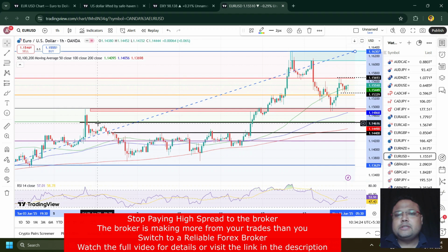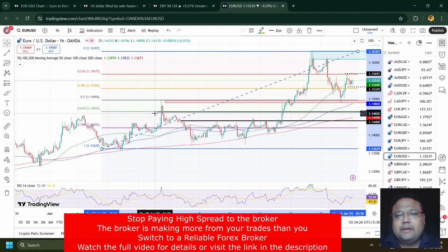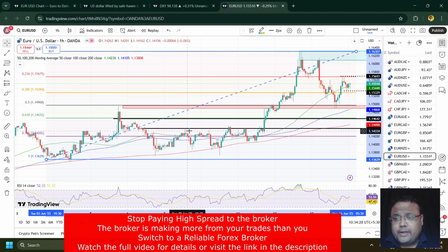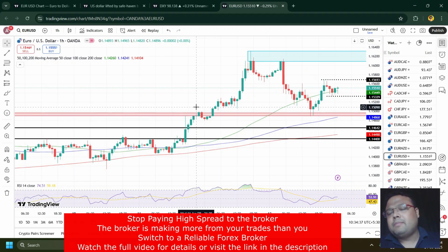You can see we have the Fibo 61.8% retracement level, and we are considering 1.1440 because of the previous support resistance that will be working as support. Just keep in mind the market opening and the news is going to play a major role.